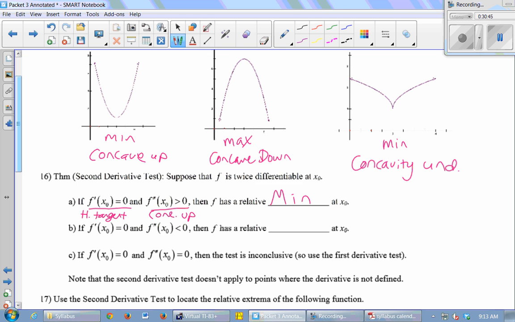That looks like cone up. Sorry. If you have a horizontal tangent line and the graph is concave up there, we can conclude you have a min. If you have a horizontal tangent line and the graph is concave down, you can conclude you have a max.